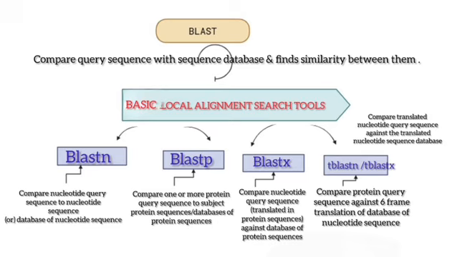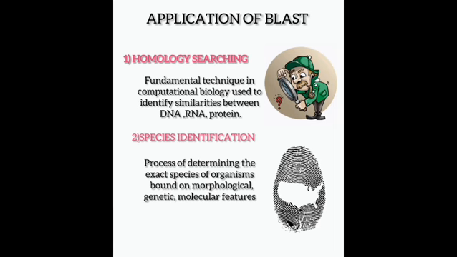Next, we are going to see the applications of BLAST. The first one is homology searching. It is a fundamental technique in computational biology used to identify the similarities between DNA, RNA and protein. Second one is species identification. We can identify the exact species of an organism based on their morphology, genetic and molecular features.